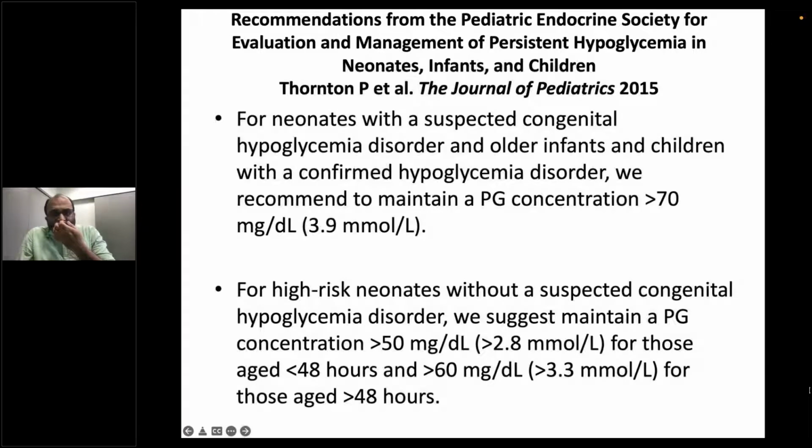There was a publication from the Pediatric Endocrine Society about evaluating and managing children with persistent hypoglycemia. It defined that for neonates with a suspected congenital hypoglycemia disorder, or older infants or children, they recommended a blood glucose concentration of more than 3.9 millimoles per liter. However, for high-risk neonates without a suspected congenital hypoglycemia disorder, it was suggested to take a cutoff of more than 2.8 millimoles per liter in the first 48 hours, and then more than 3.3 after 48 hours of life.